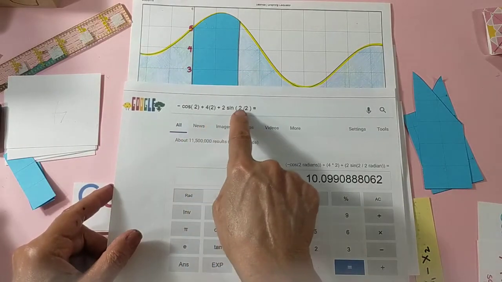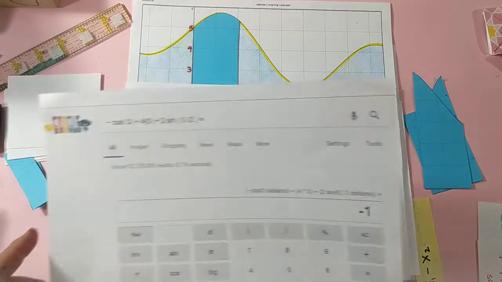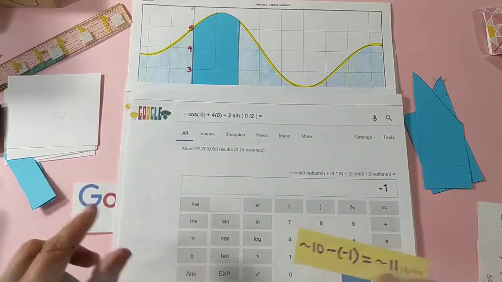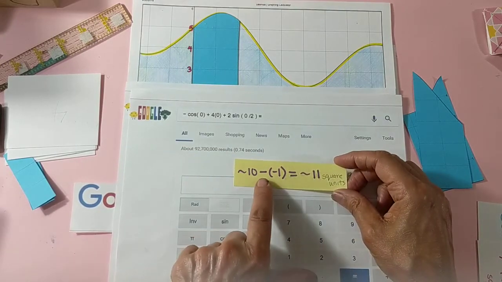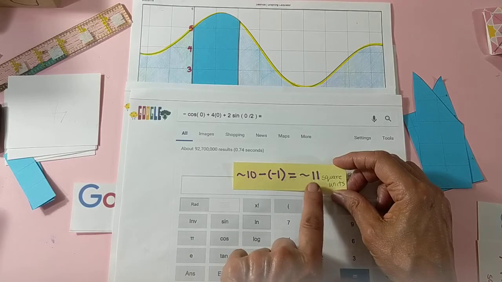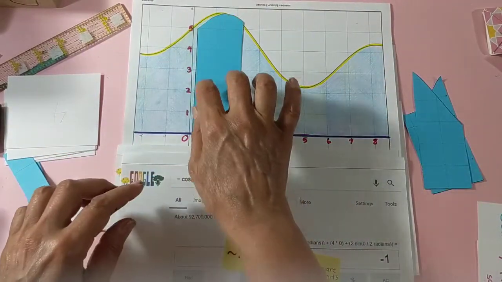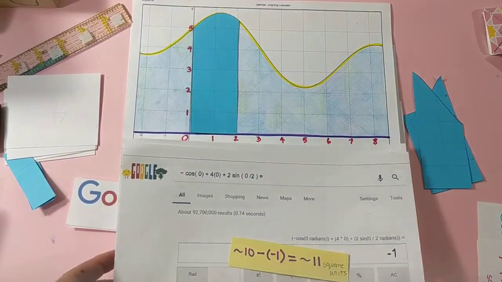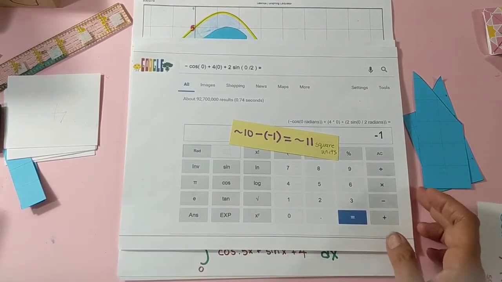So there's my 2 in where the X is, it gives me about 10. Then I'll put a 0 in where the X is, and it gives me -1. So my subtraction problem basically turns out to be about 10 minus -1, which equals about 11 square units. And indeed, you can see 2, 4, 6, 8, 10. It's about 11 square units. So hopefully that demystifies some things.